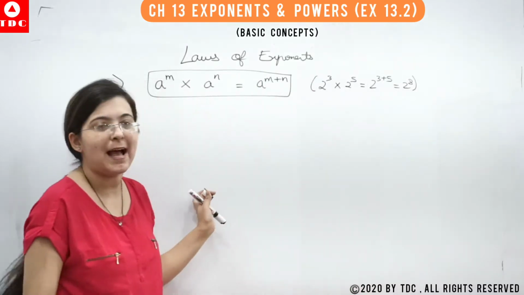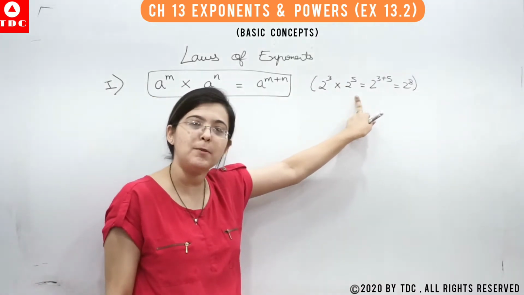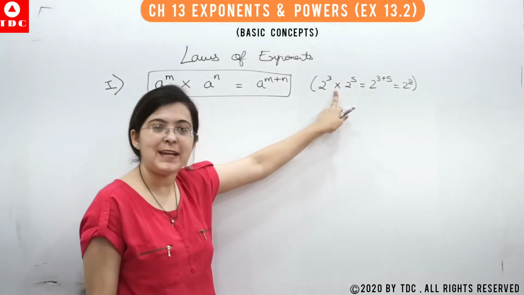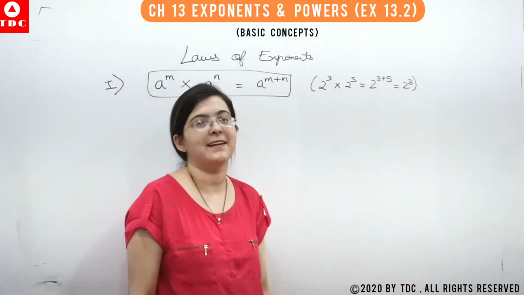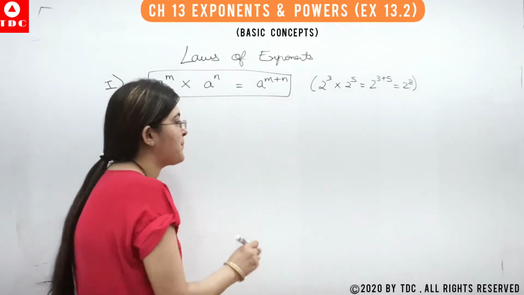Okay, this is the example: 2 to the power 3 into 2 to the power 5. The base is same and there is a multiplication sign in between, so the powers would be added. Answer will be 2 to the power 8. This is the first law.